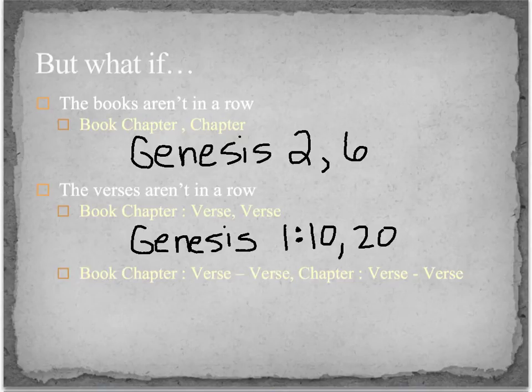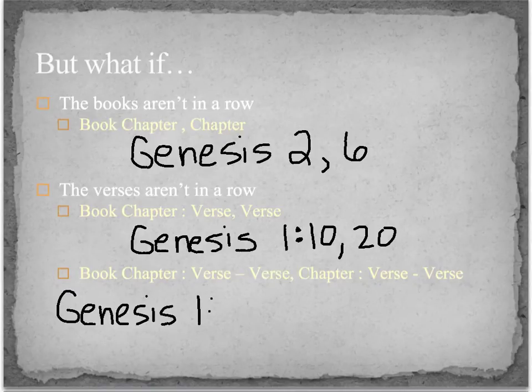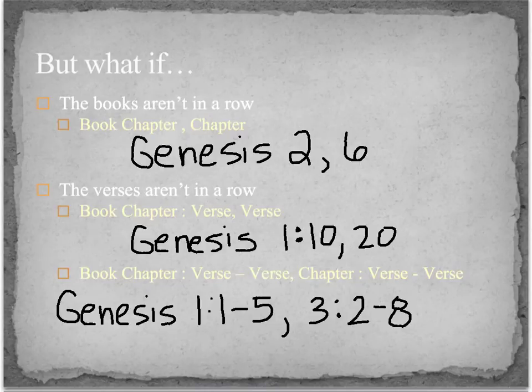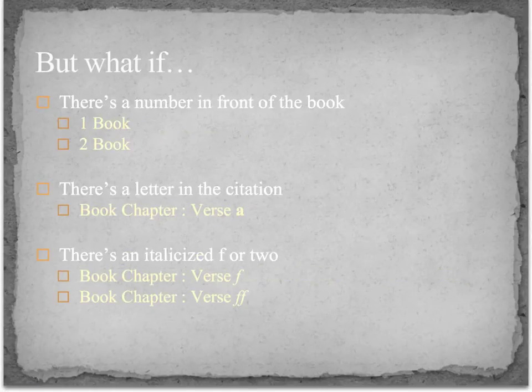If those are in different chapters, the citation's going to look like this. So Genesis, the book, chapter 1, colon, verse 1, to verse 5. But then I also need to read chapter 3, verse 2 through 8. Okay, so same book, but two separate passages.